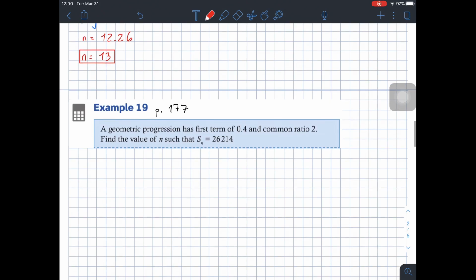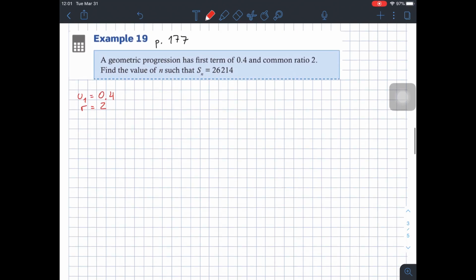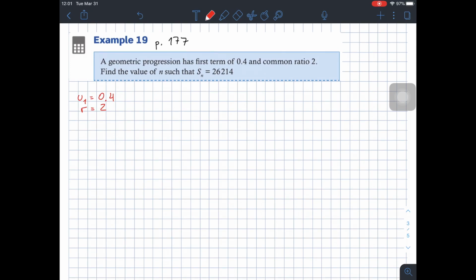Okay, last exercise. It says a geometric progression has first term 0.4 and a common ratio 2. So this exercise gives us everything. u1 is 0.4 and the common ratio is 2. So find the value of n such that the sum is this number. I think this exercise is pretty straightforward. We're going to apply the formula: 26214 equals u1, which is 0.4, times 2 to the power of n minus 1, divided by 2 minus 1. And once again, we need to solve for n.